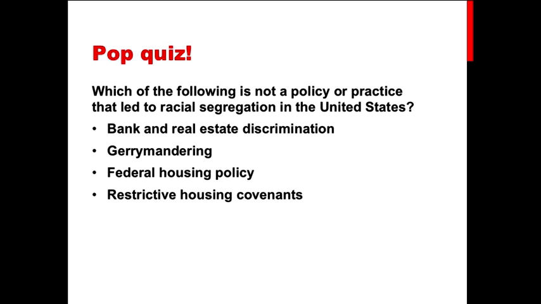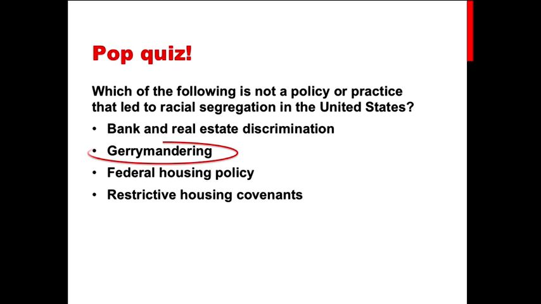Now, let's do a pop quiz. So, which of the following is not a policy or practice that led to racial segregation in the United States? Bank and real estate discrimination, gerrymandering, federal housing policy, and restrictive housing covenants.